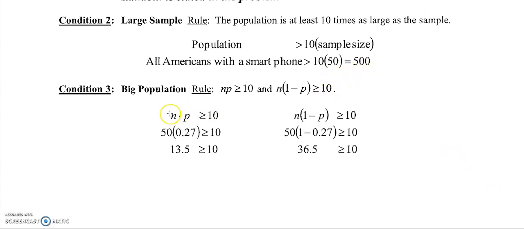Condition 3, n times p is greater than or equal to 10, and n times 1 minus p is greater than or equal to 10. So 50 is n, p is 0.27. 50 times 0.27 is 13.5. 13.5 is greater than or equal to 10. And 50 times 1 minus p, p is 0.27, gives you 36.5. 36.5 is greater than or equal to 10. All the conditions pass, so we can move on.